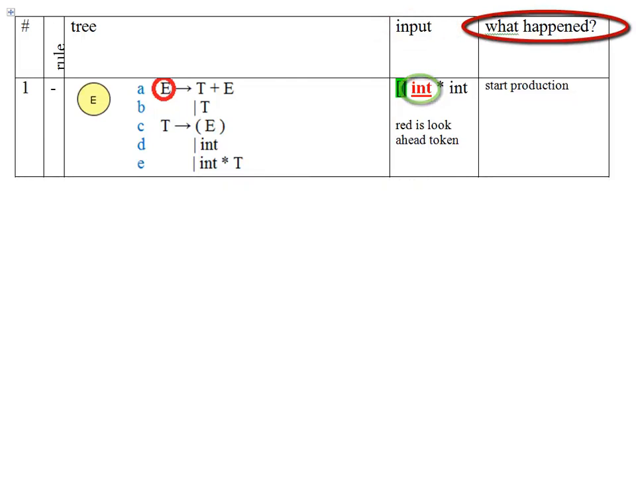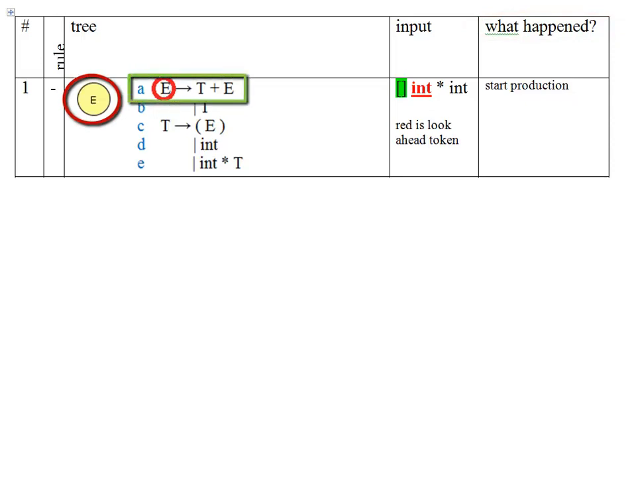In step number 1, because we have to start off with a starting symbol, which is E, you'll see the parse tree has the E, and we're starting from the A line in the grammar. And right now we're going to be looking for E to T plus E. And looking ahead, we're trying to find an int, something that matches an int.